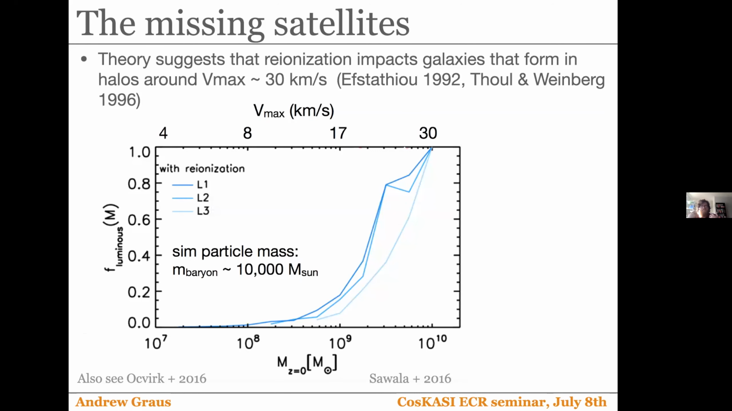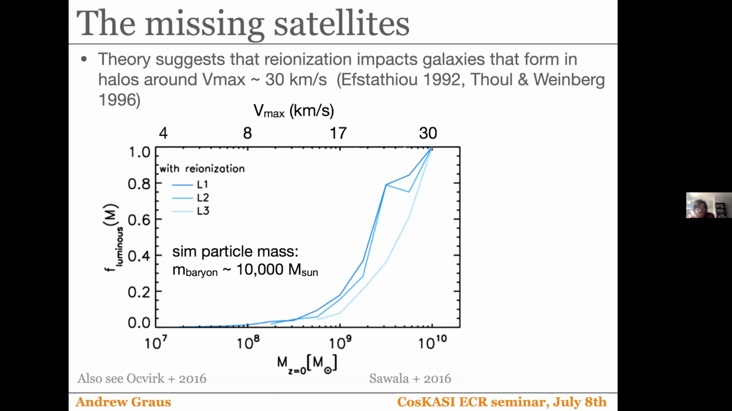And the canonical solution to this problem is that it's partially due to reionization. And so the idea is that reionization can heat up the gas around these halos, or maybe even penetrate a little bit into the halos themselves and heat up the gas within them, and either prevent accretion of gas or stop star formation in small halos. And in basically the very smallest subhalos, it should prevent the formation of stars entirely. So you'd expect below a certain halo mass, you wouldn't get any galaxies at all.